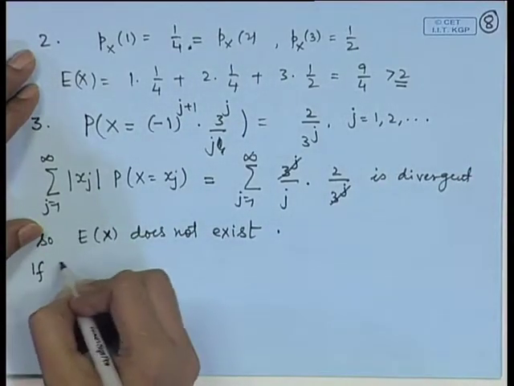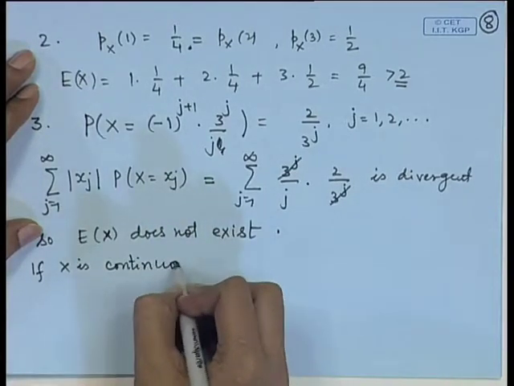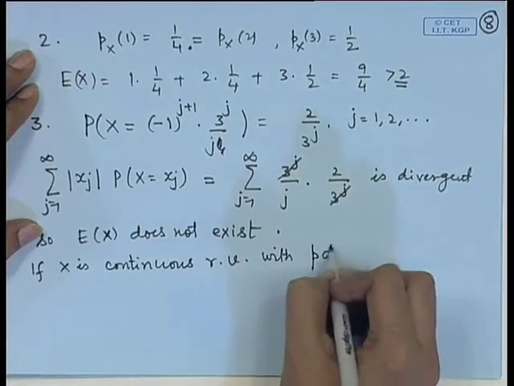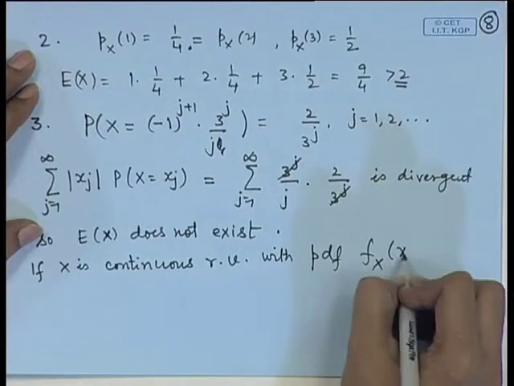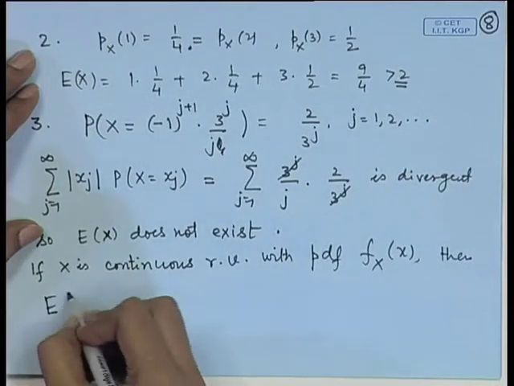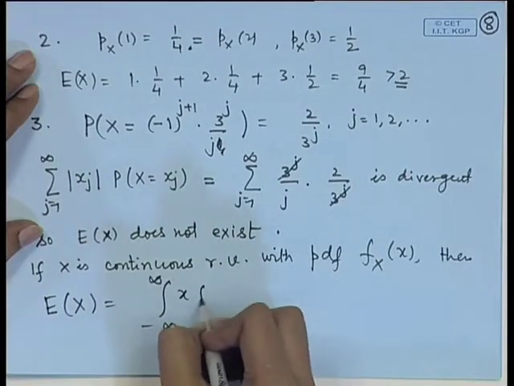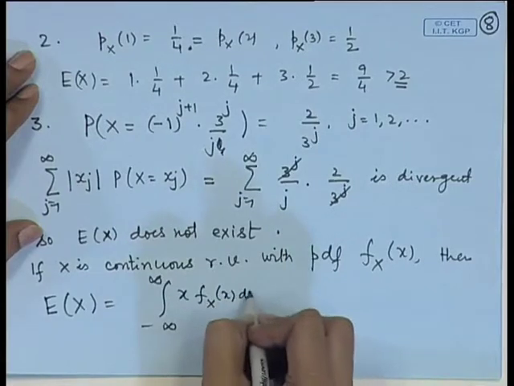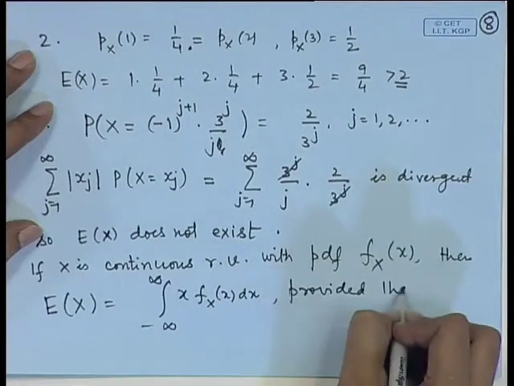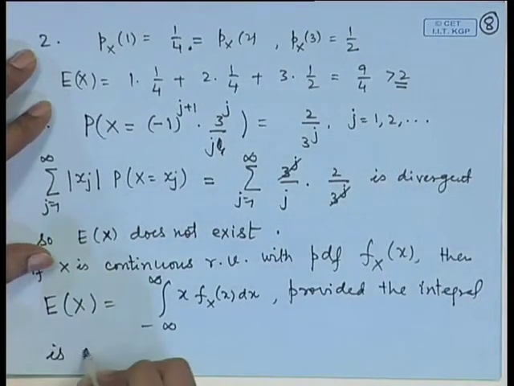If x is a continuous random variable with PDF f(x), then expectation of x is defined as integral from minus infinity to infinity of x f(x) dx, provided the integral is absolutely convergent.